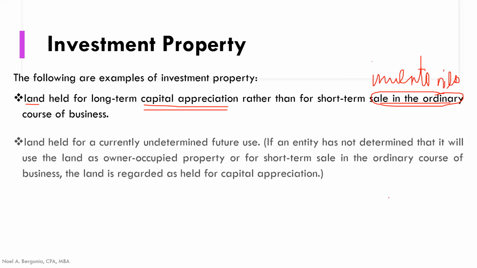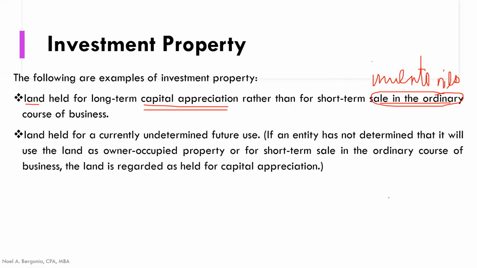Moreover, we have mentioned this already in our previous discussion, the land held for currently undetermined future use. So wala pang kasiguraduhan kung ano po yung gamit ng land na yon. So most likely, it will be classified as investment property. Kasi kapag aware na tayo na let's say for example, gagamitin siya for construction of building o kaya naman plant site, that will not be an investment property but rather a PPE. Okay? Basta take note, to become an investment property, that land should have an undetermined future use.